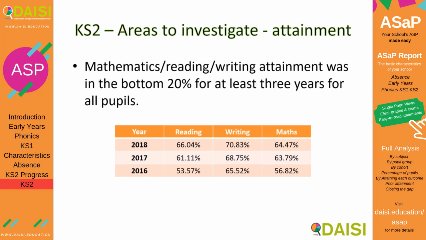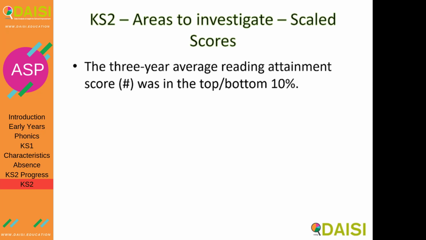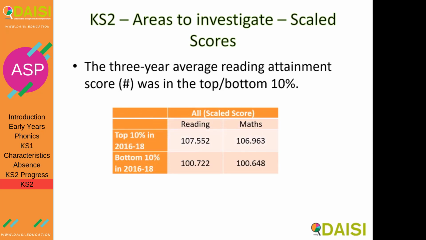Alternatively, were you in the bottom 20% for at least 3 years for all pupils? You need to be around the 60-62% mark for reading and maths for 2018 and 2017, and you need to be in the low 50s or below in 2016. The 3-year average reading attainment score was in the top or bottom 10%. You can get this information in the ASP 3-year trend tab. And to be in the top or bottom 10%, you need to be around the 107.5 mark or below 100.7.